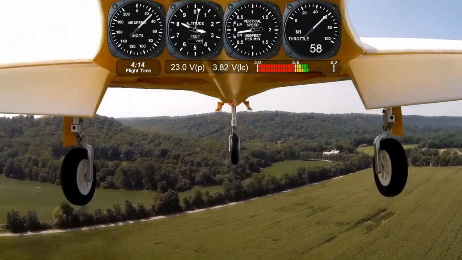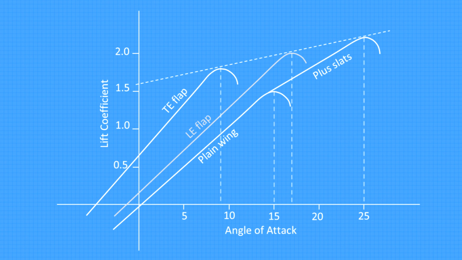The critical angle of attack, or AOA, is different for each wing, but in the full-scale world, it will be somewhere between 15 and 22 degrees. For some RC airplanes, it may be higher. It's also important to note that there's not just one critical angle of attack for a particular wing. Leading edge slats will increase the critical angle of attack. That's good. But flaps will lower the critical AOA.